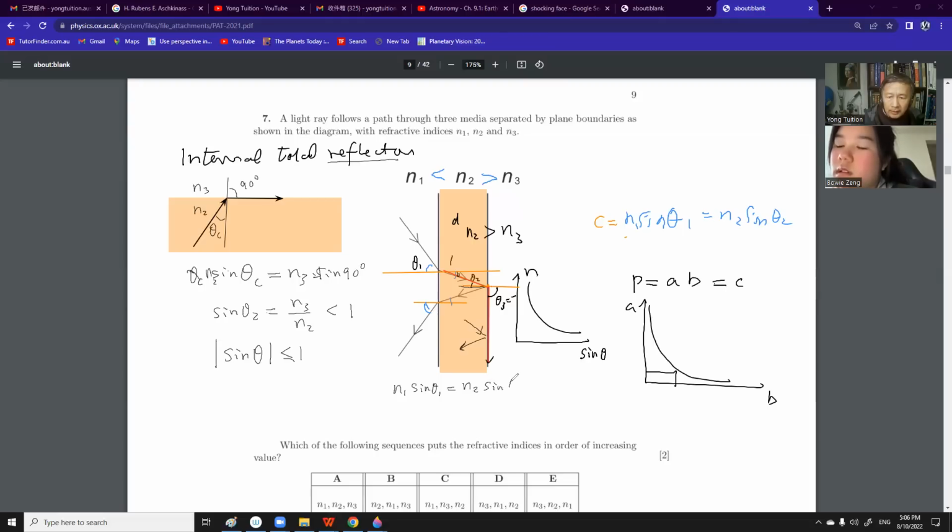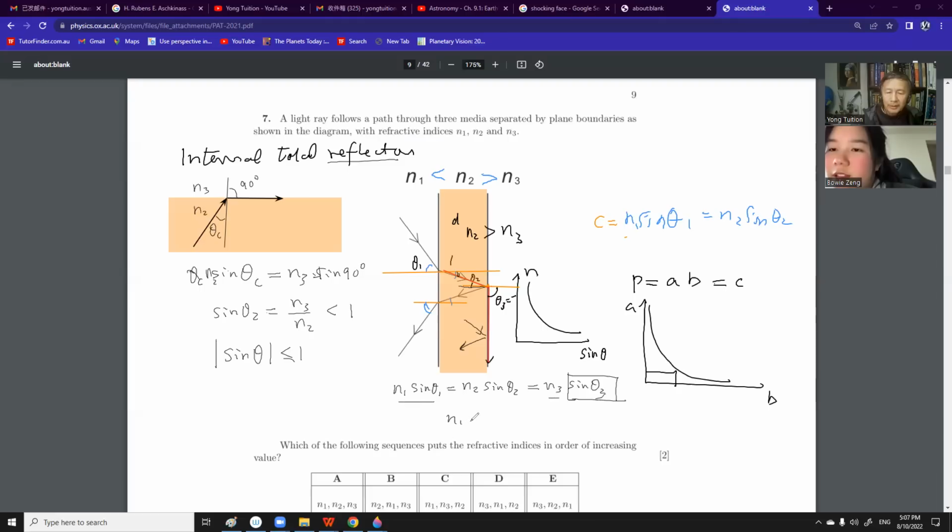And n2 sine theta 2 must also equal n3 sine theta 3. Isn't theta 3 90 degrees? Yes, in this particular case, so sine theta 3 is equal to 1. So can you build the relation? Obviously, these two must be equal.